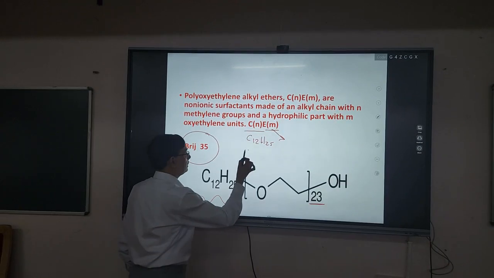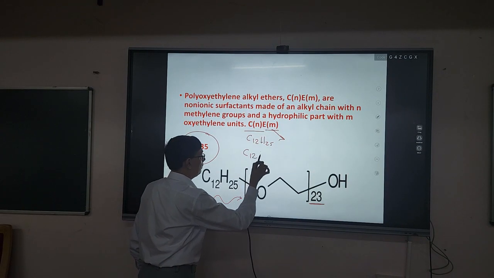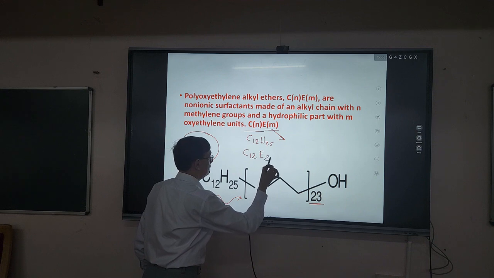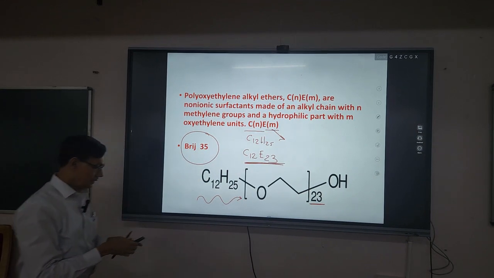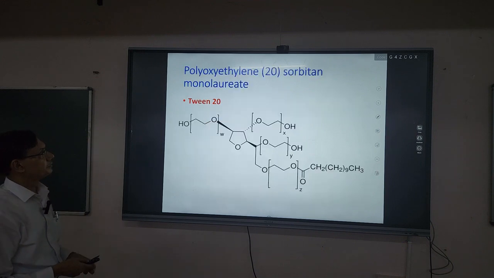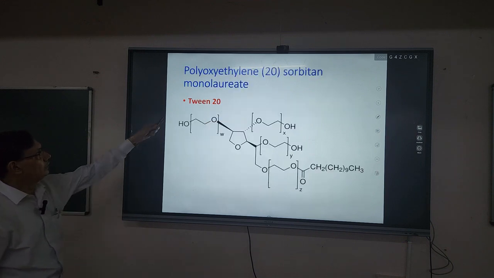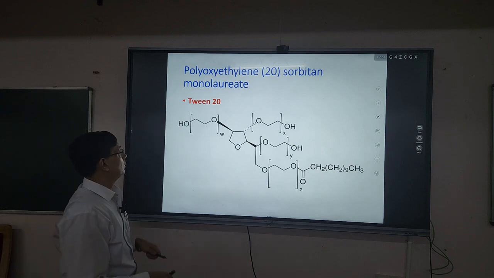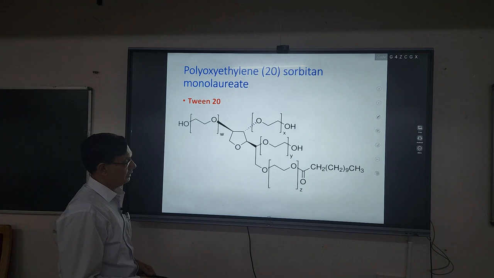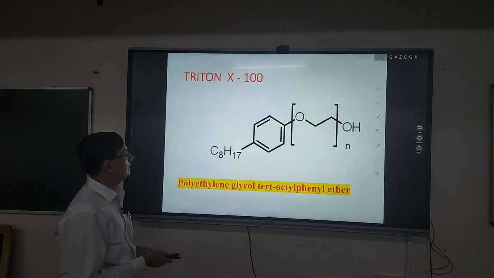C12 H23, we can write this also. C12 H23. That is the Brij 35. Then another very common one is Tween 20. It is also polyoxyethylene sorbitan monolaurate.